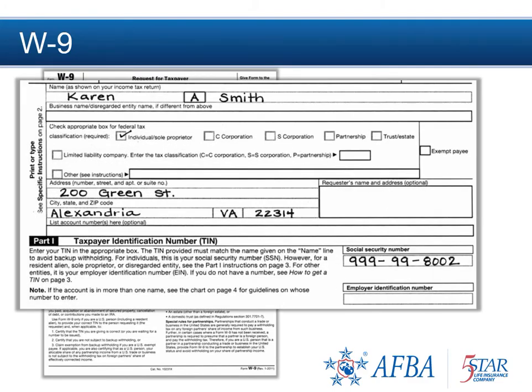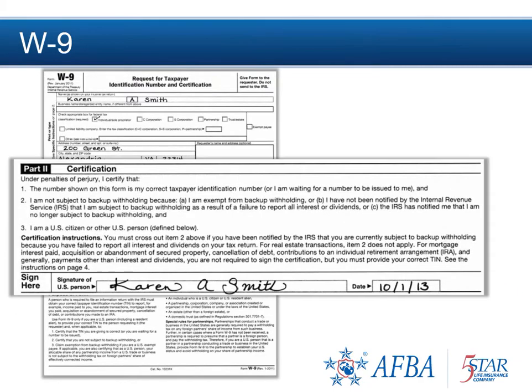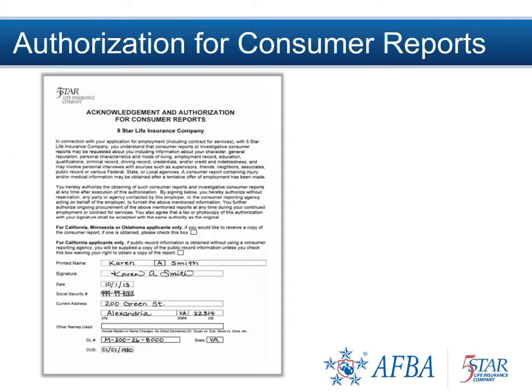Please fill in all fields completely, including your Social Security number. If applying for an agency contract, please fill in the Agency Tax ID number in the Employer Identification Number box instead of the Social Security number. Under Part 2, review all statements and then certify with your signature and date.